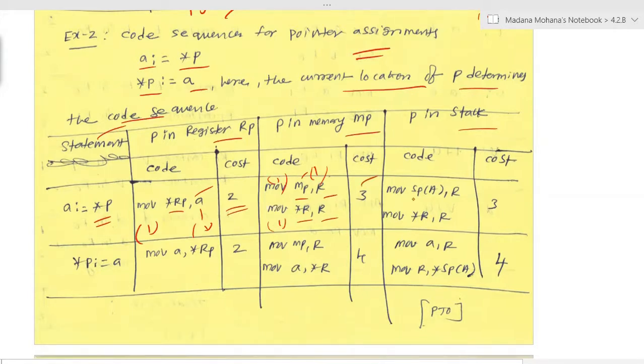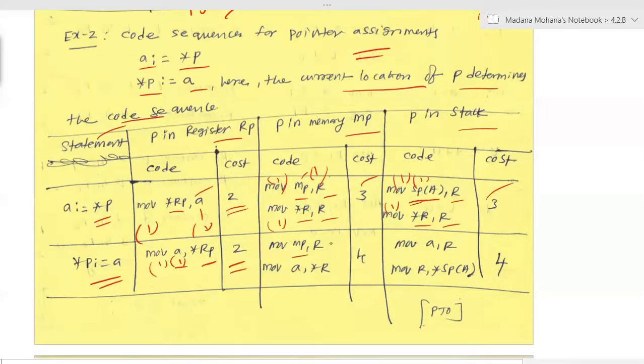Then for stack, MOV Sp(A), R, then MOV *R, R. Now for Sp location 1, then move one location, then another move one location. Cost is 3. Then *p = a. So using registers, MOV a, *Rp. For a one location, for move one location, cost is 2.